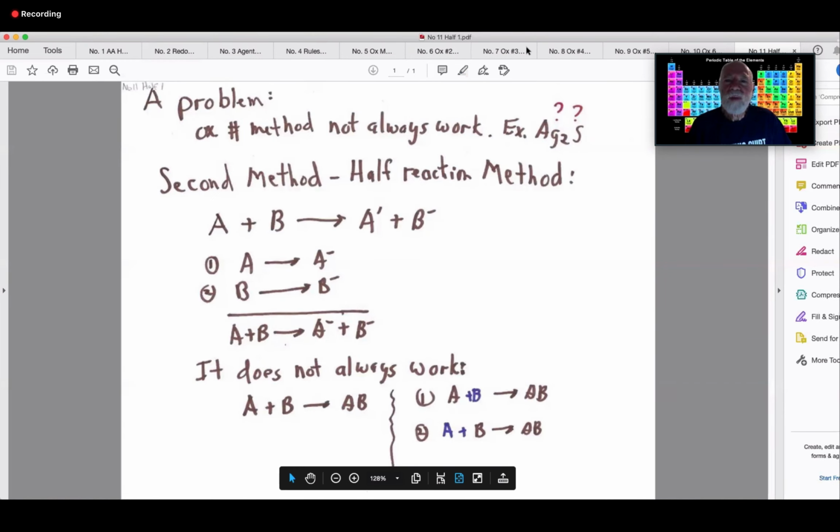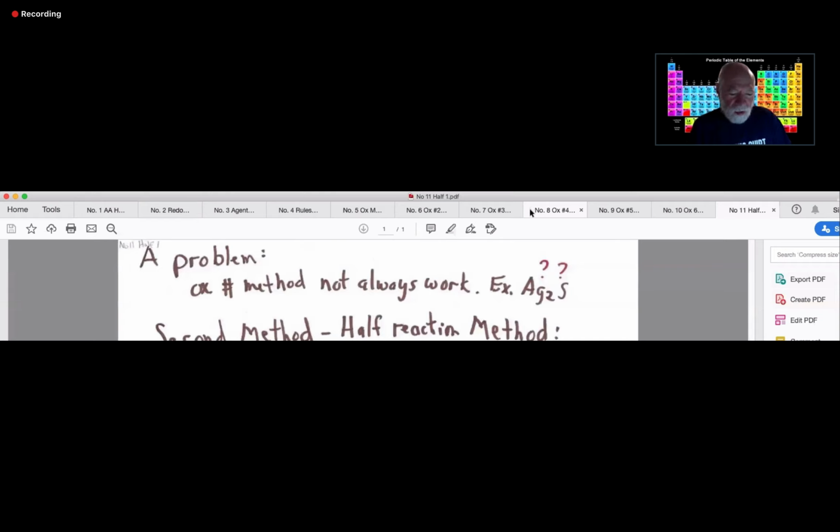Okay, now you've just seen the half reaction method. The problem with the half reaction method is sometimes it won't work because you'll run across a compound in which you can't use the rules of priority. For example, if you came across silver sulfide, silver's not on the list, either is sulfur. What are you going to do? You can't use the method. Now, you might be lucky and be able to guess these from your knowledge of the periodic table, but if you can't do it, let me show you what we're going to do.